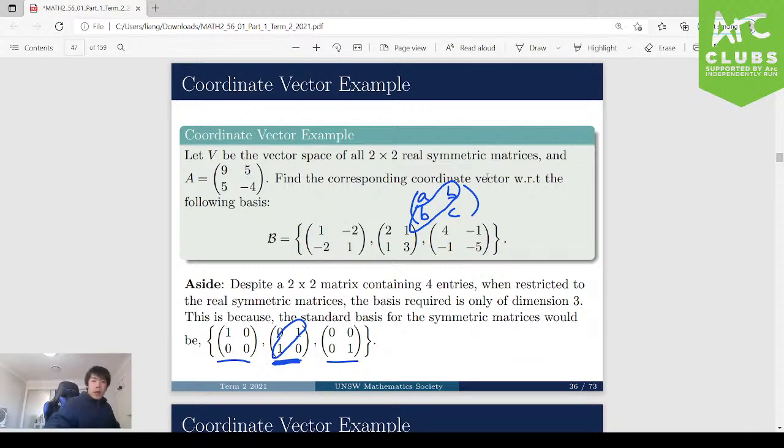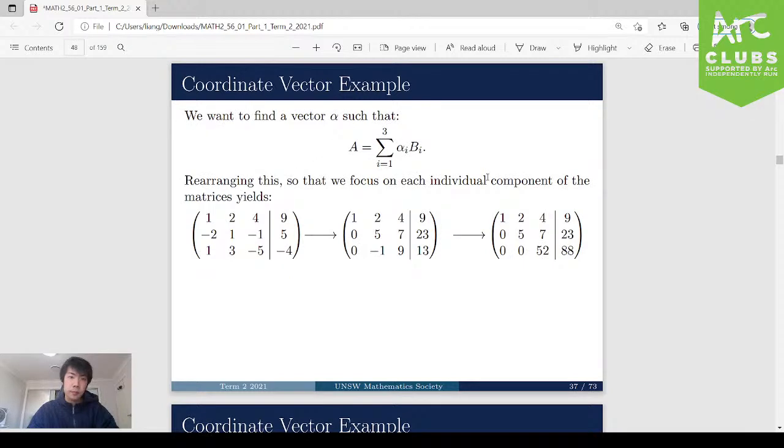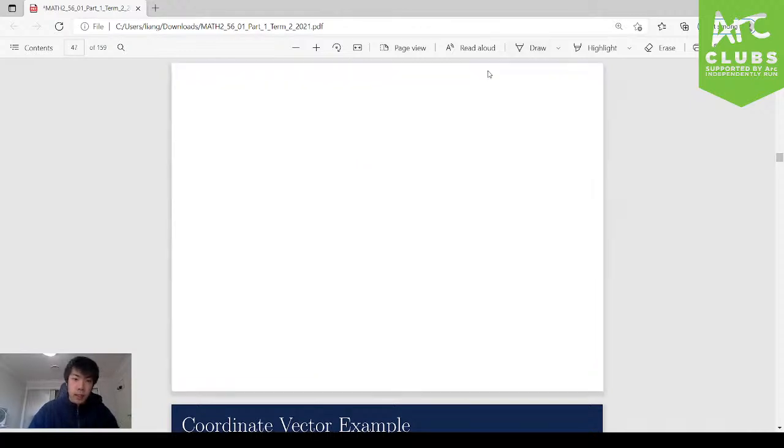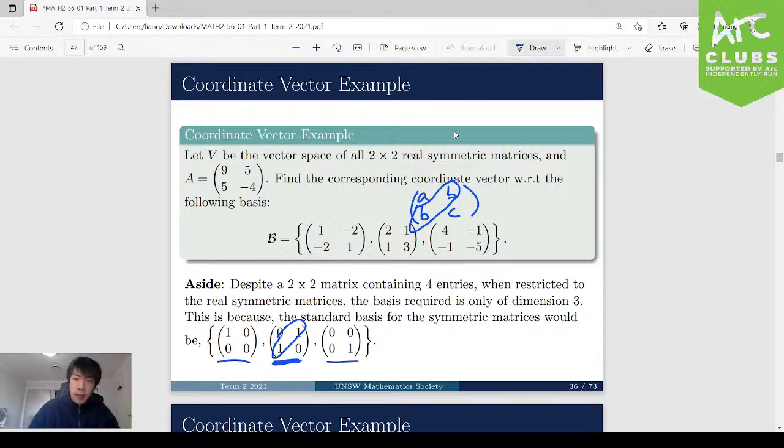So we have to find the corresponding coordinate vector for A with respect to this basis here. Let's see how we're going to do that. We want to find the scalars alpha, such that when we take alpha times the first element in that basis plus the second element in that basis plus the third element in the basis, these alphas will form a unique coordinate vector, right? So in a sense, what we're doing here is we're taking the first element or the first entry of each matrix, 1, 2, 4, and we're augmenting that against 9.